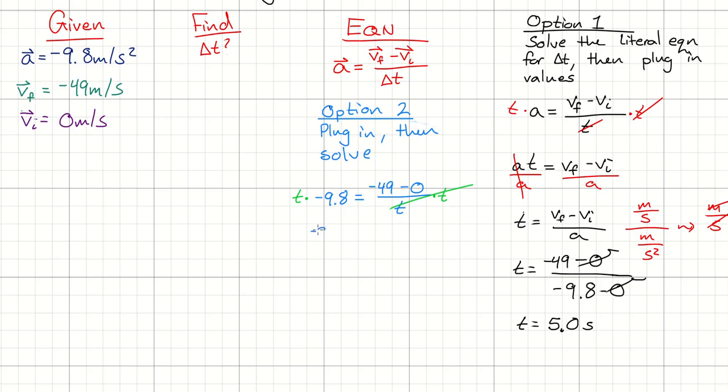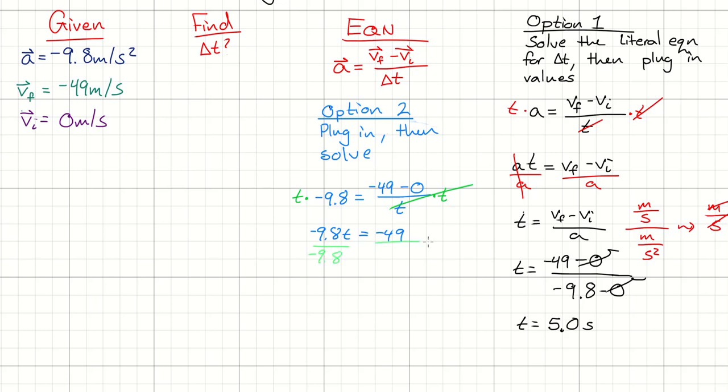Negative 9.8t is equal to negative 49. And then to solve for t, what's the last step, Ash? So we'll divide by negative 9.8.